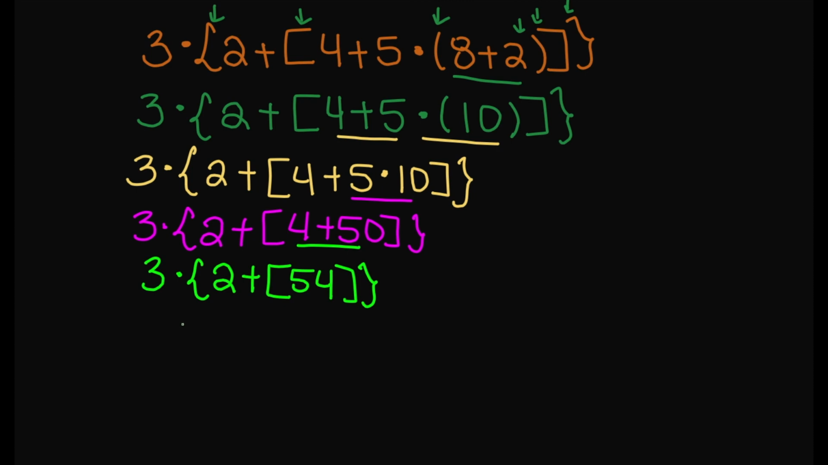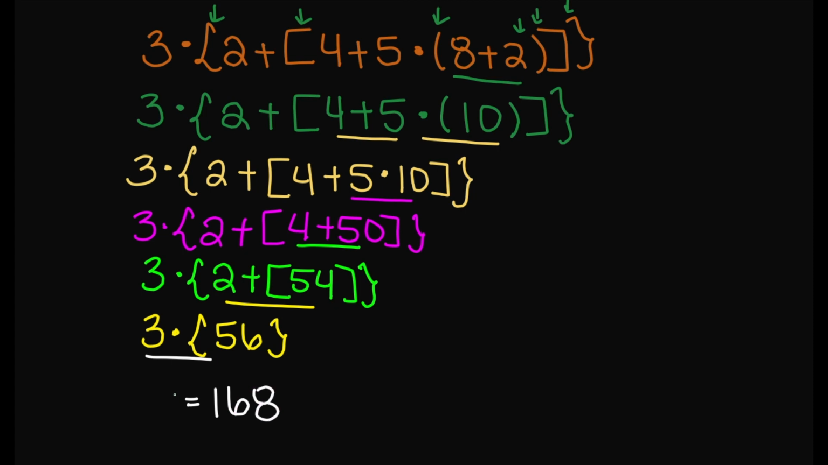And then now we're going to solve everything inside my braces. So we have 3 times, and then you have 2 plus 54. This is going to equal 56. And now our final step here, we have 3 times my 56. This is going to equal 168. So your final answer here is 168. So this is 3 times 56, which gives us this answer here.